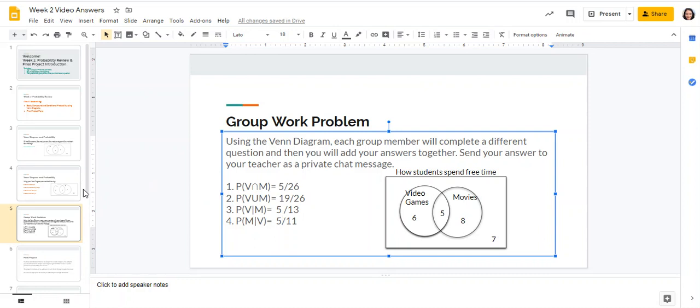So when you do your project, you will need to do some simple probabilities, like the probability that a student plays video games, some compound probabilities using the "and" or the "or," and then some conditional probabilities, which uses the "given" here.